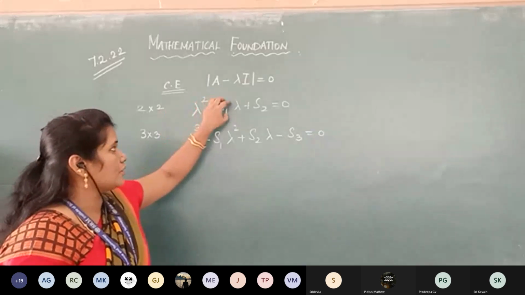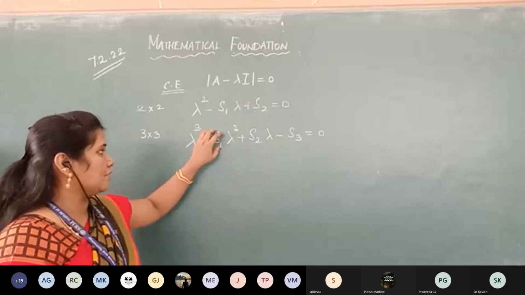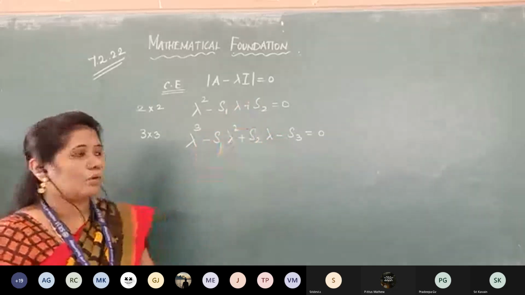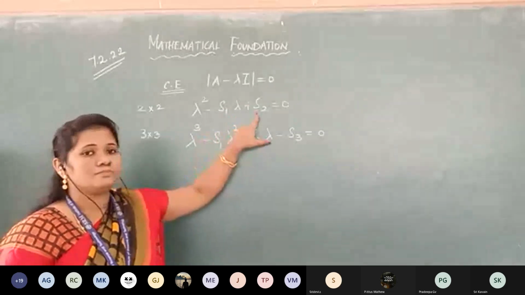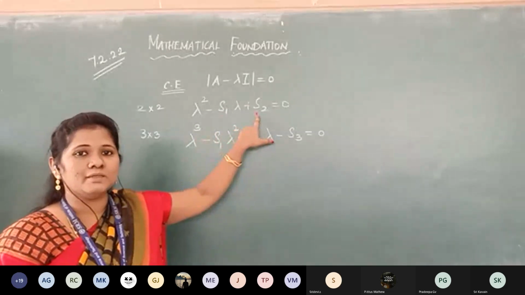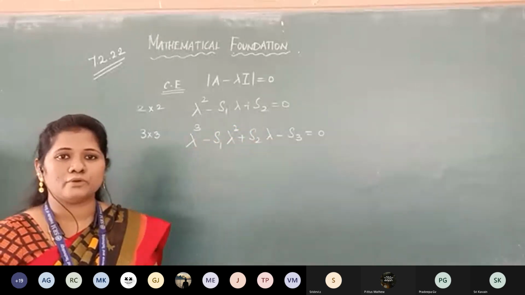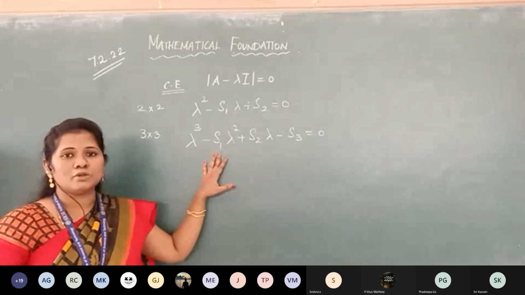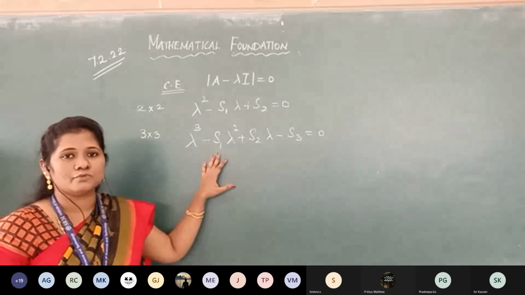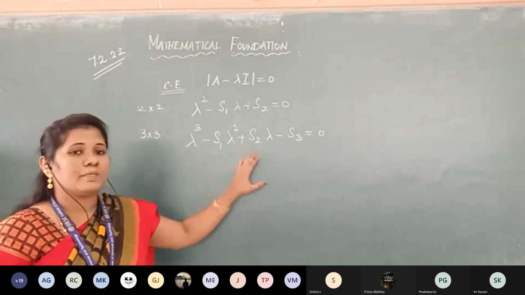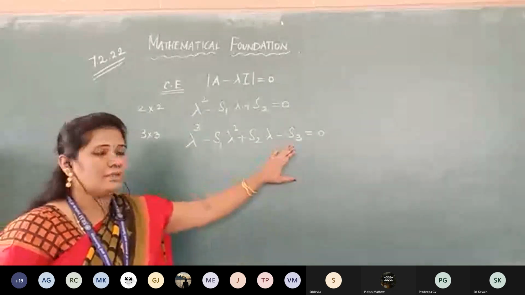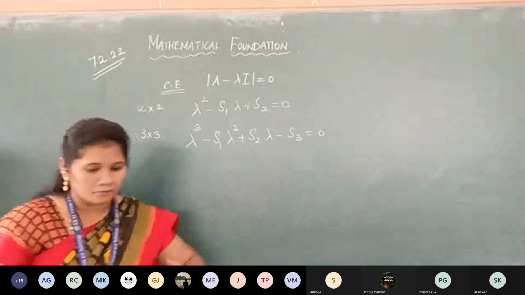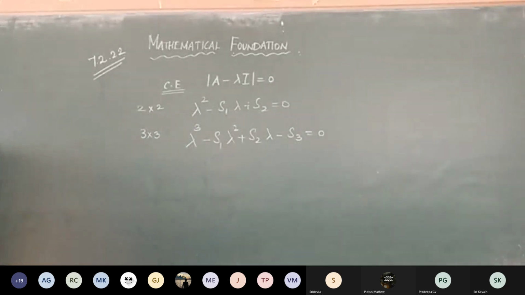You need to know what S1, S2, S3 are. For a 2 cross 2 matrix, S1 is the sum of the main diagonal elements. S2 will be the determinant of A, the given matrix. Similarly, for your 3 cross 3 matrix, S1 will be the sum of the main diagonal elements. S2 will be the sum of the minors of the main diagonal elements. And S3 will be the determinant of A. So this is your characteristic equation. We will do more problems on eigenvalues and eigenvectors.